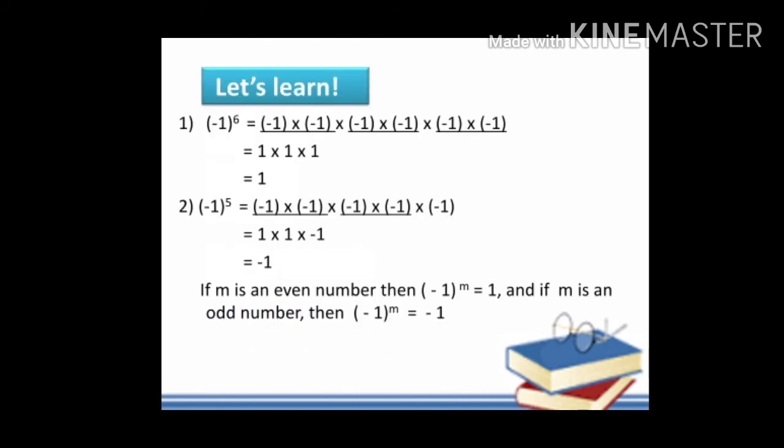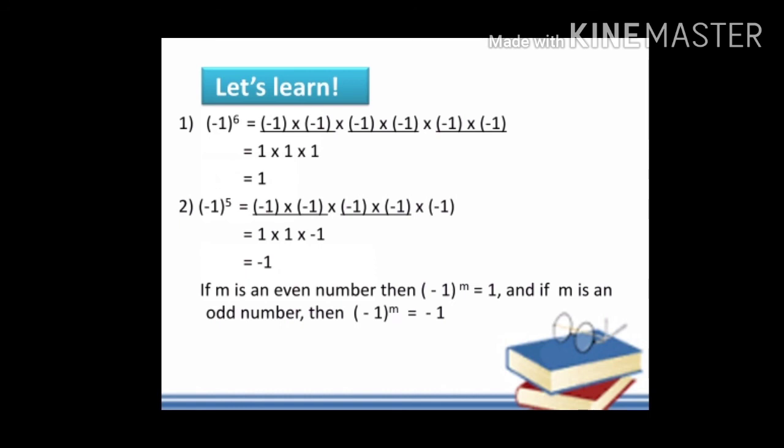Let's learn. Students, see the first example. Minus 1 raised to 6 is equal to minus 1 into minus 1 into minus 1 into minus 1 into minus 1 into minus 1. We'll make groups of two numbers. We know minus into minus is plus. So, first group minus 1 into minus 1, 1. Another group minus 1 into minus 1, 1. And the third group minus 1 into minus 1, 1. So, altogether the multiplication is 1.